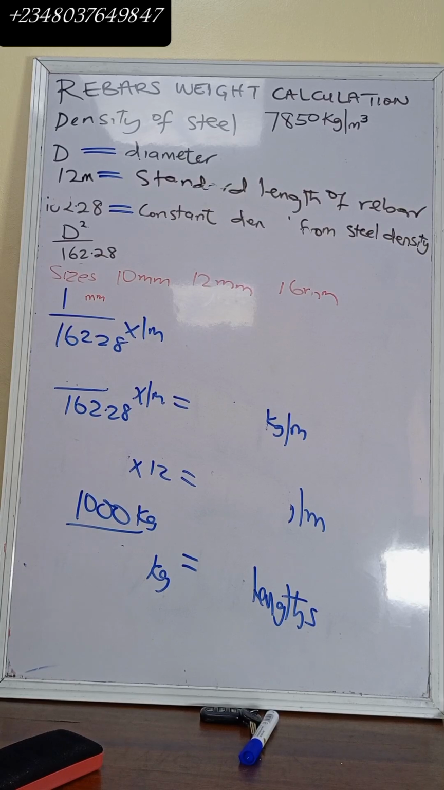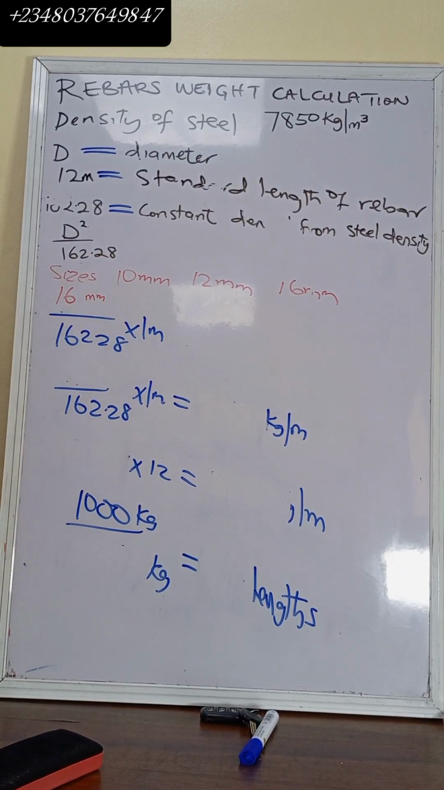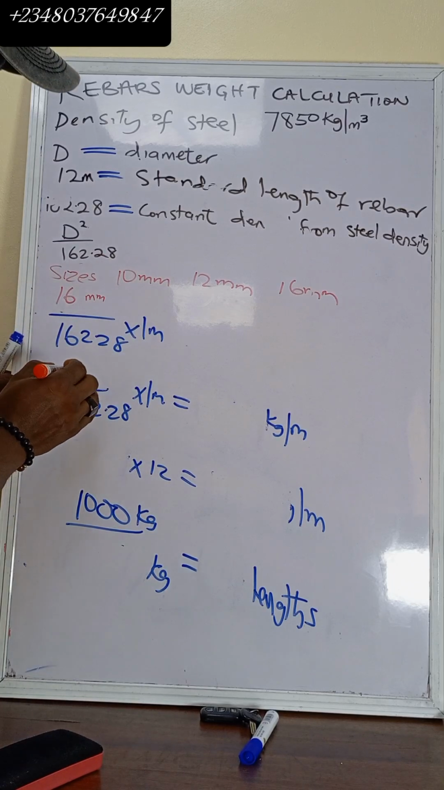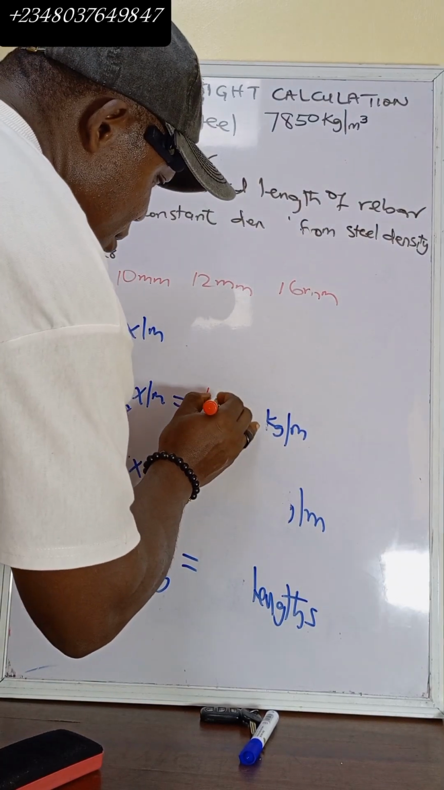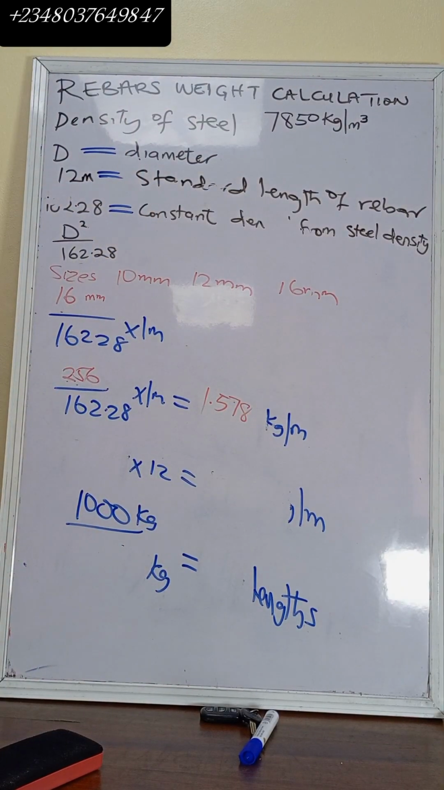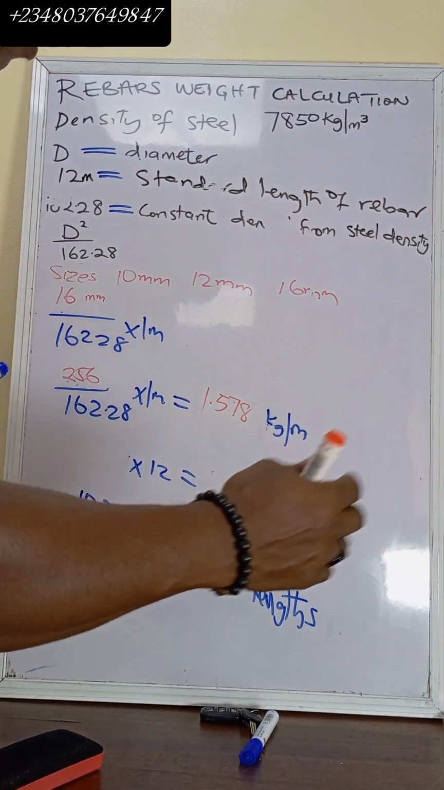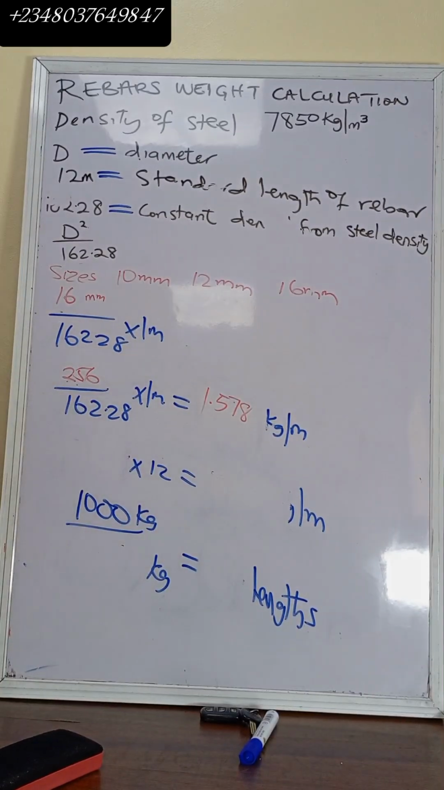So for the 16 mm diameter, 16 squared will give us 256. 256 divided by 162.28 multiplied by 1 meter run. So that will give us 1.578. That is the weight for 1 meter of 16 mm.